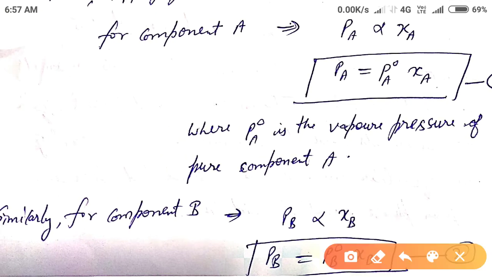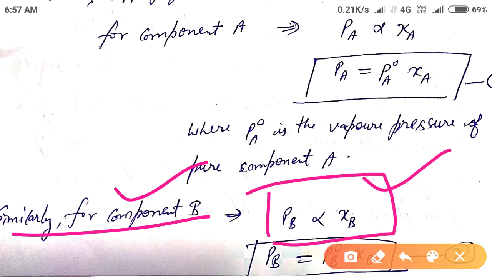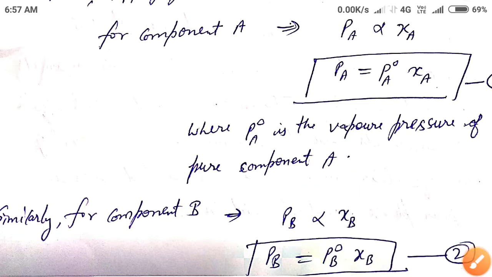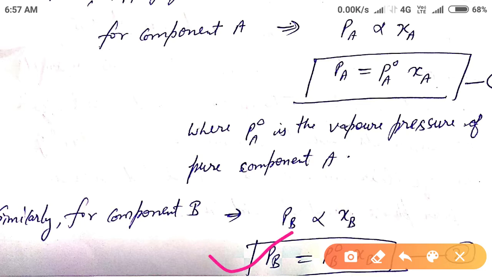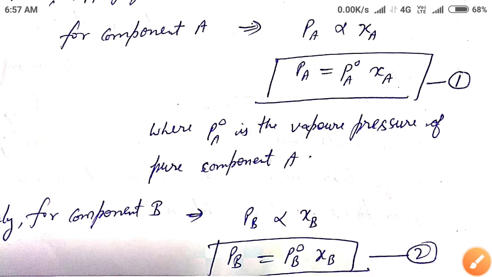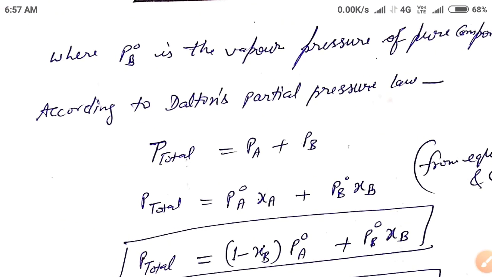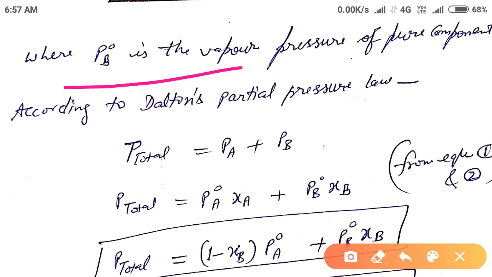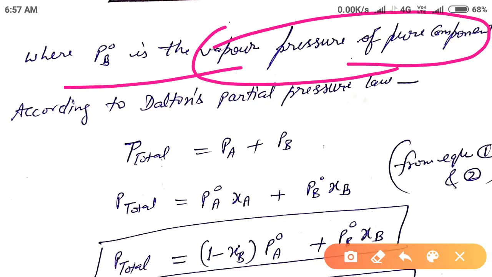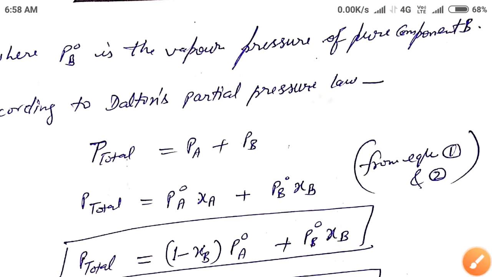Similarly, for component B, PB is directly proportional to chi B. When we remove the proportionality sign, PB becomes equal to P naught B chi B. Here P naught B is the vapor pressure of pure component B.